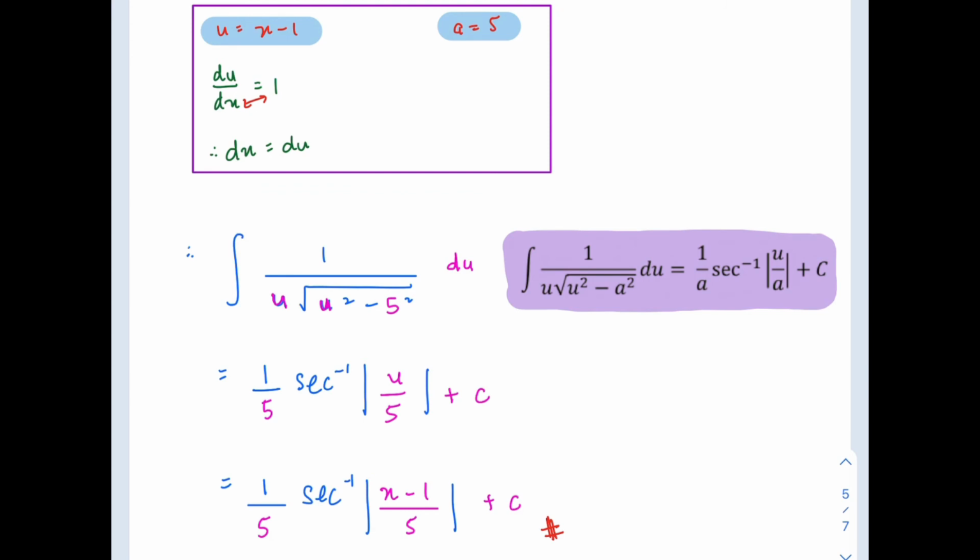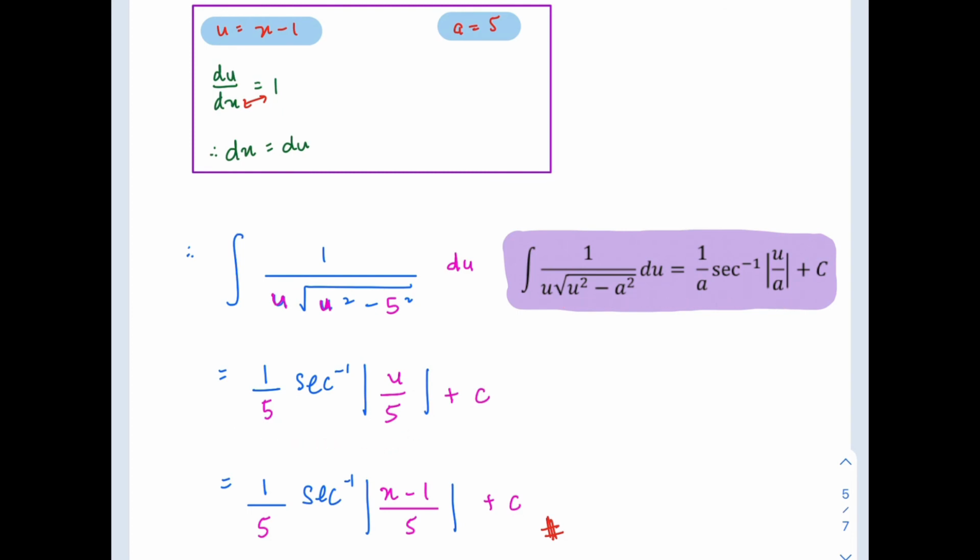Therefore, let's do this. This is just 1 over a, so 1 over 5, inverse secant modulus u over a. So inverse secant modulus u over 5. Don't forget to write plus c. So we have finished integrating following the formula.